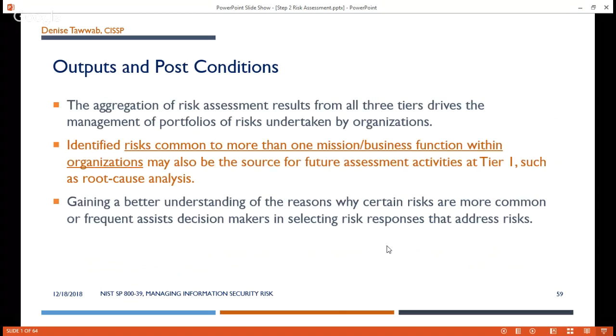The aggregation of risk assessment results from all three tiers drives the management of portfolios of risk undertaken by the organization. Identified risk common to more than one business function within organizations may also be the source for future risk assessment activities at tier one, such as root cause analysis. Gaining a better understanding of the reasons why certain risks are more common or more frequent assists decision makers in selecting risk responses that address those particular risks.